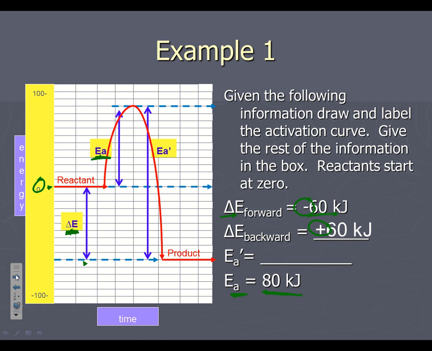It's from products to the top of the curve, which is, okay, good question. So we know delta E is 60. We know E of A is 80. So 60 plus 80 is 140. So you need to be able to draw one of these graphs.